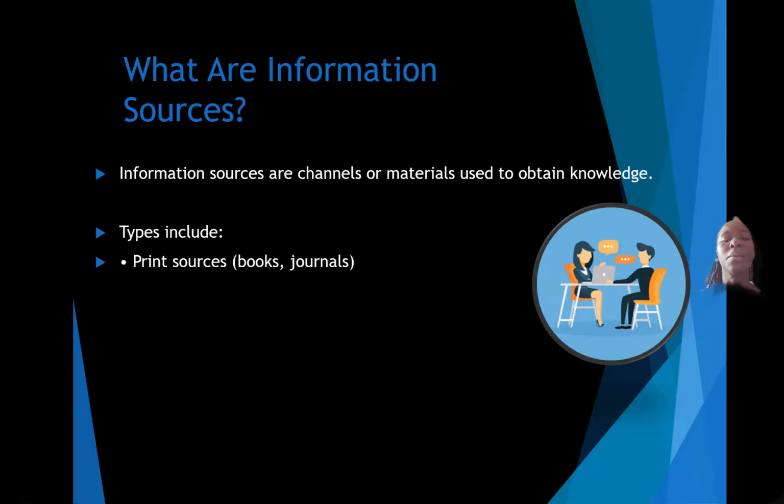The types include print sources like books and journals. When you want to do your research and read about a topic, for example immunization, we have journals written about that topic, about the impacts of this and that. Then we have the digital sources, websites and databases.